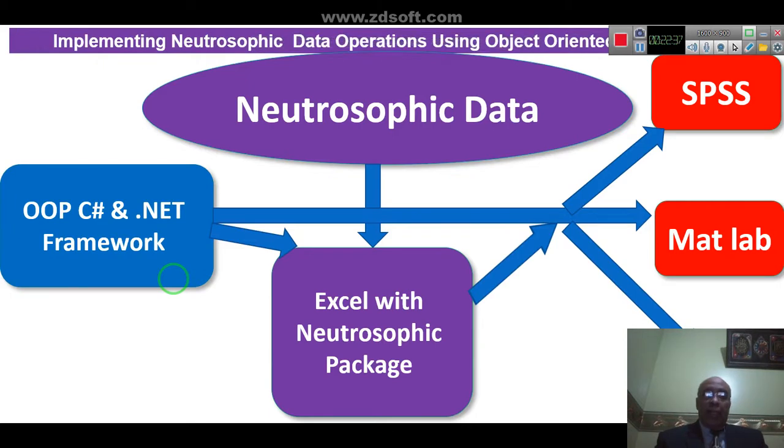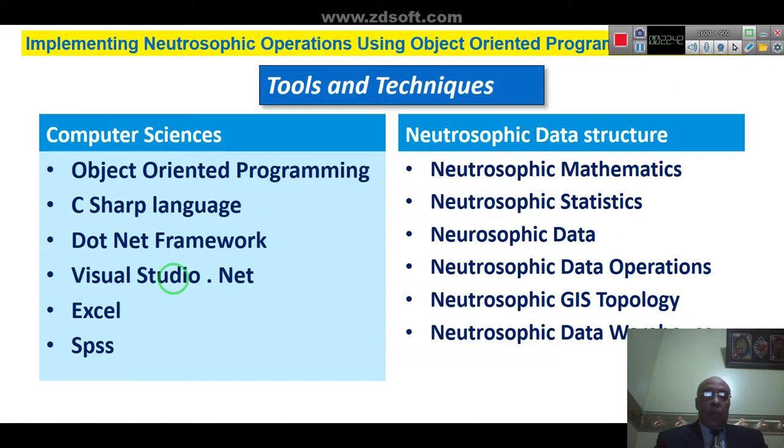Implementing neutrosophic data operations using object-oriented programming. What are the tools from computer science, tools and techniques? Computer science tools: object-oriented programming, C# language, .NET framework, Visual Studio .NET, Excel, and SPSS. Neutrosophic data structure, neutrosophic mathematics, neutrosophic statistics, neutrosophic data operations, neutrosophic GIS topology, neutrosophic data warehouse. These are the tools and techniques.